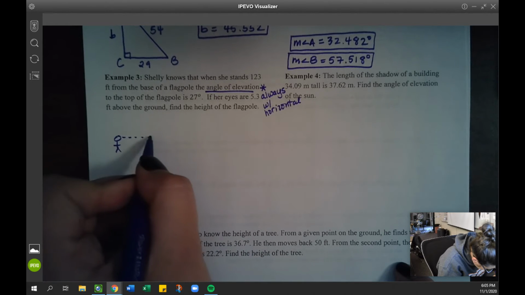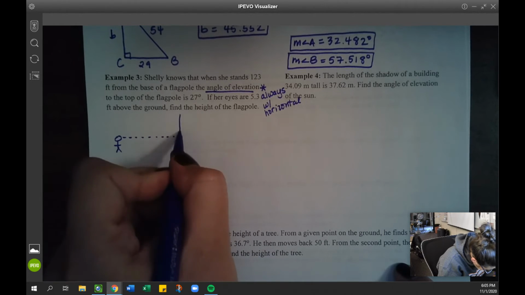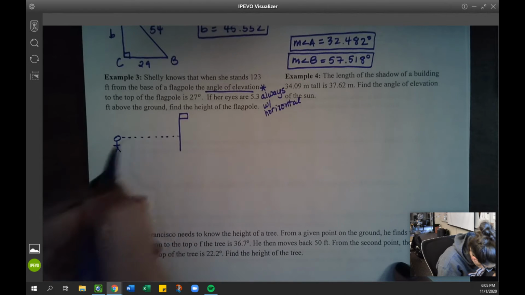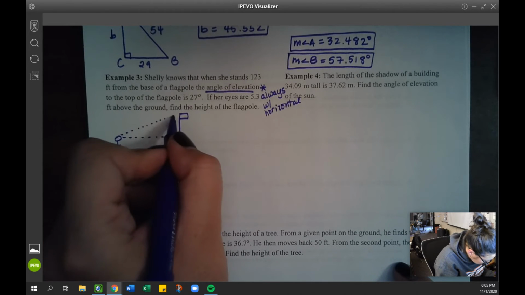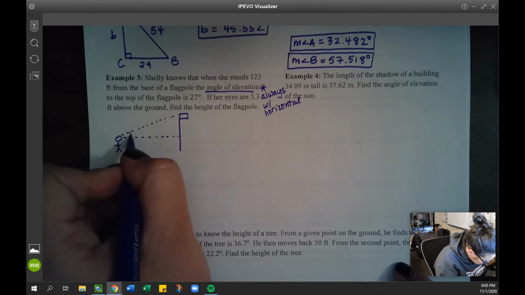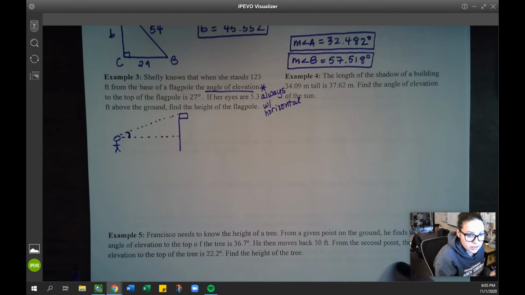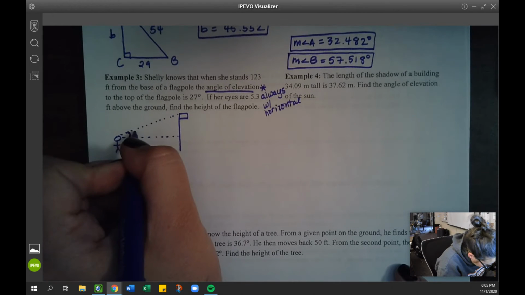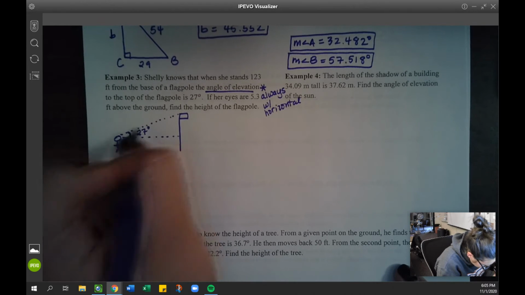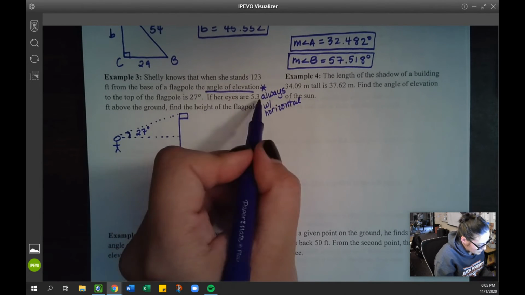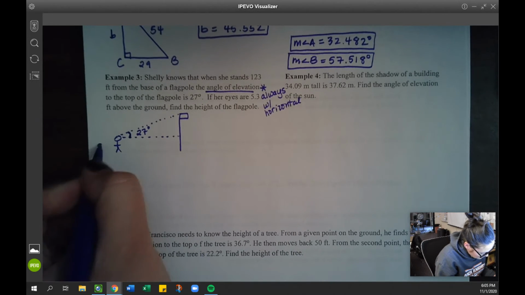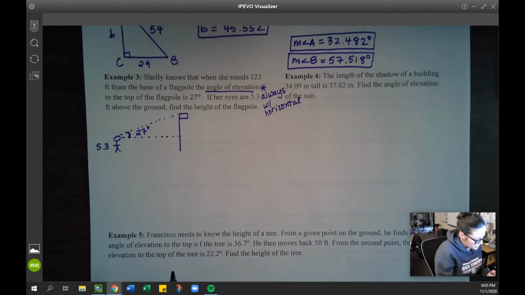And if she's looking out, here's the flagpole. And then she's looking up to the top of the flagpole. This angle right here is the angle of elevation, and that is 27 degrees. Her eyes are 5.3 feet above the ground. Okay, so she's 5.3 feet tall.